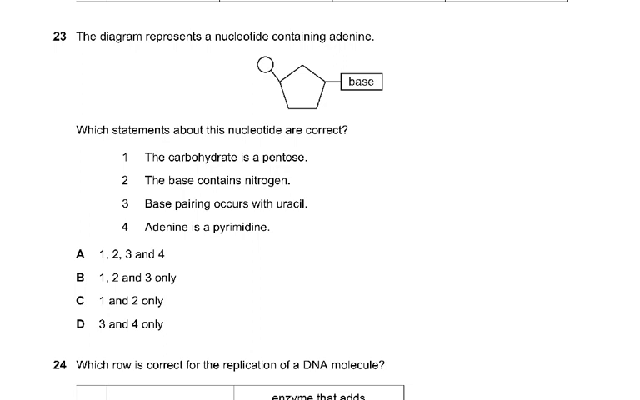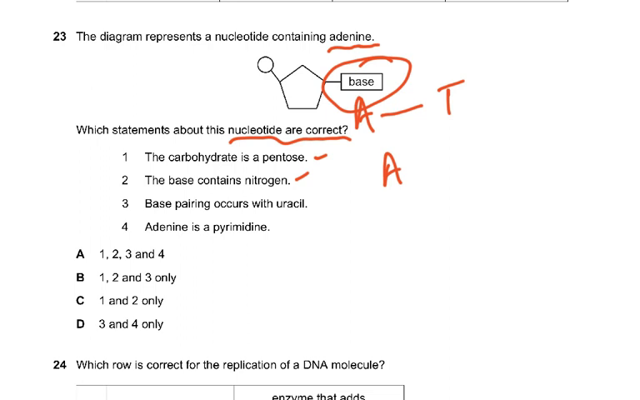Question number 23. The diagram represents a nucleotide containing adenine. So the base here is adenine. Which statements about this nucleotide are correct? The carbohydrate is a pentose. The base contains nitrogen. The base pairing, if this is adenine, it can either base pair with thymine, or adenine can base pair with uracil, but this would be in the RNA. But they have not specified in the question whether they're talking of DNA or RNA.